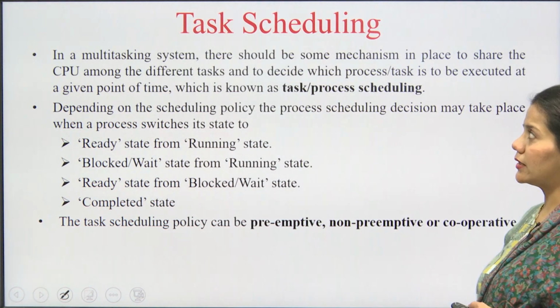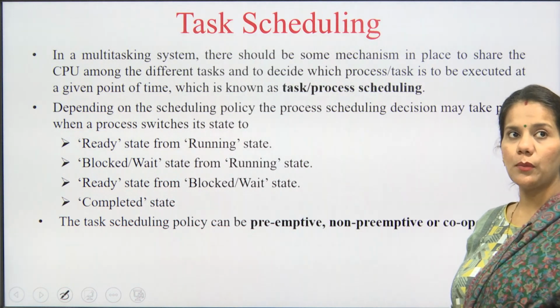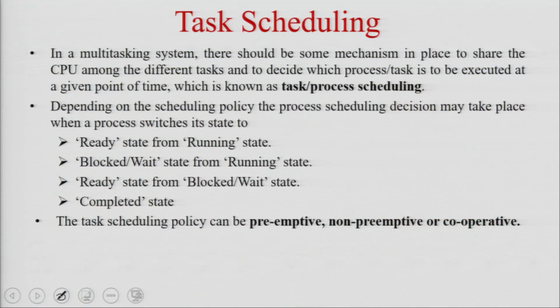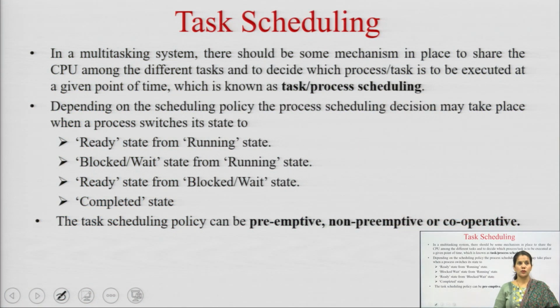First of all, let us understand what is task scheduling. In a multitasking system, there should be some mechanism in place to share the CPU among the different tasks and to decide which process or task is to be executed, and this is very important. Because in the real time operating system, execution of every task and that too in time is very much important. So, this process of deciding which task is to be executed when is known as the task or process scheduling.